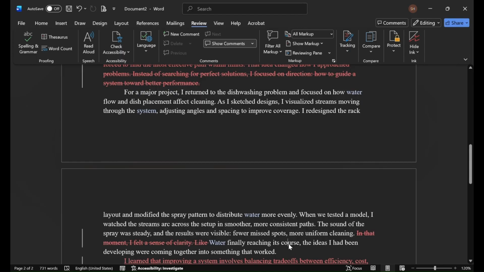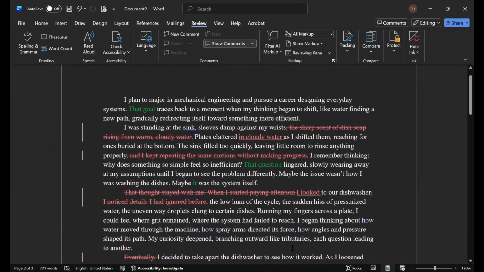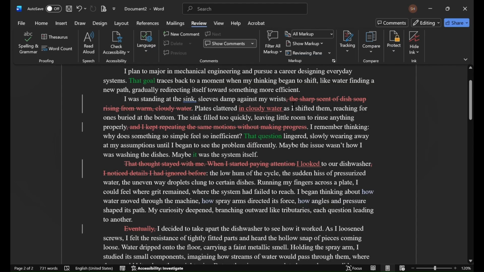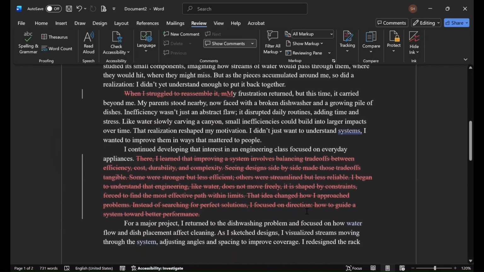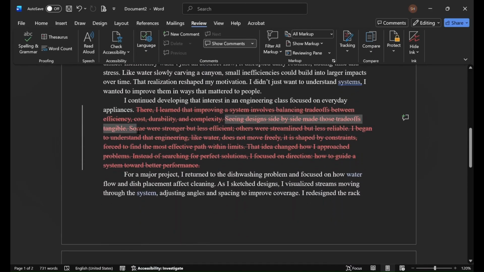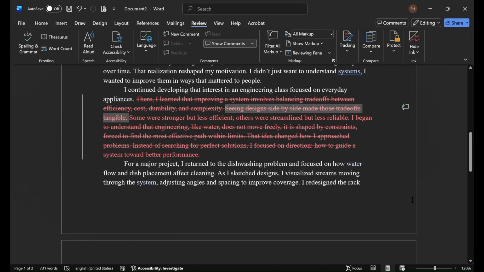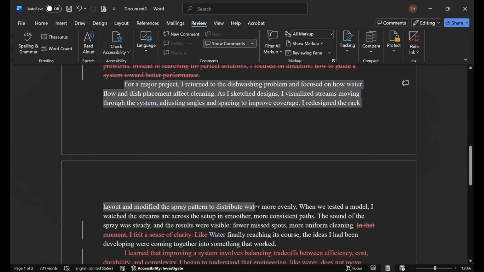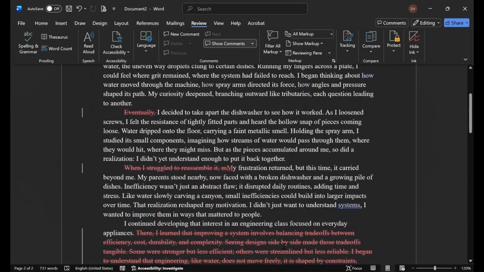Before I did that, I did delete some things. What I did delete was this sentence here: seeing design side by side made those trade-offs tangible. It doesn't really add too much, right? We already get the main point and main idea here of trade-offs between concepts. And one reason why this is not as necessary is because we actually get to see those designs side by side and those observations in this memory, and so we don't need to restate it afterwards. So that was the biggest change, just moving that paragraph around. But here's one thing, right?